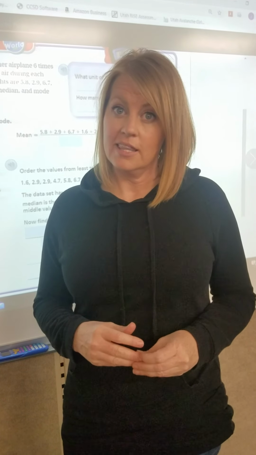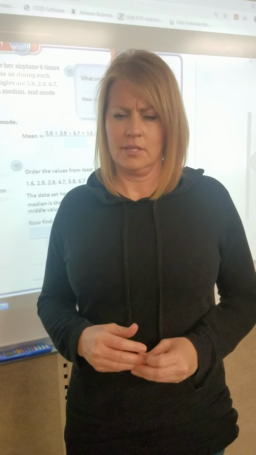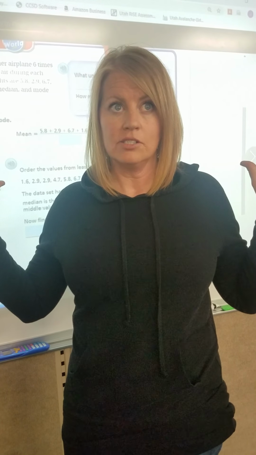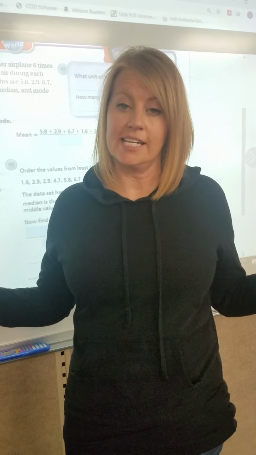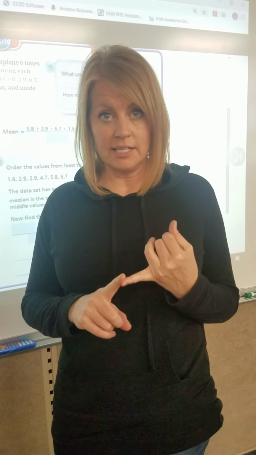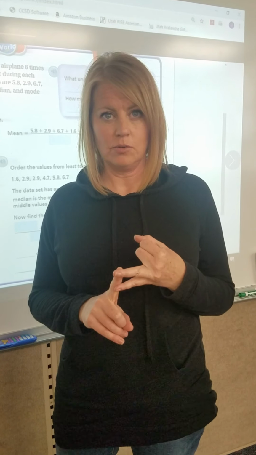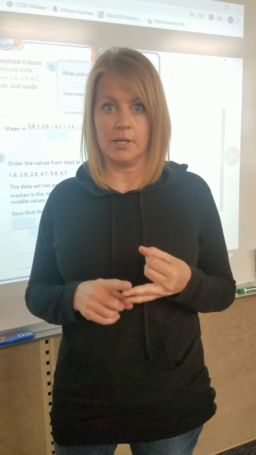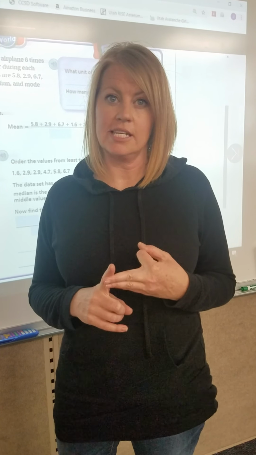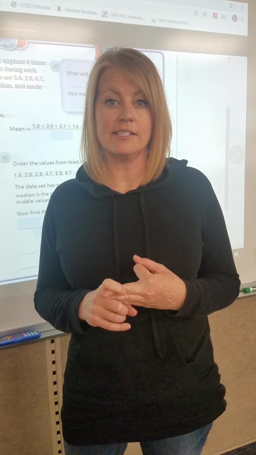Mathematically, the average is actually called the mean. And the mean is just when we take one number to represent an entire data set. So today we're going to talk about the mean. We're also going to talk about the median, which is the middle number. And then we're going to talk about the mode. The mode is the number that's used the most often in a data set.